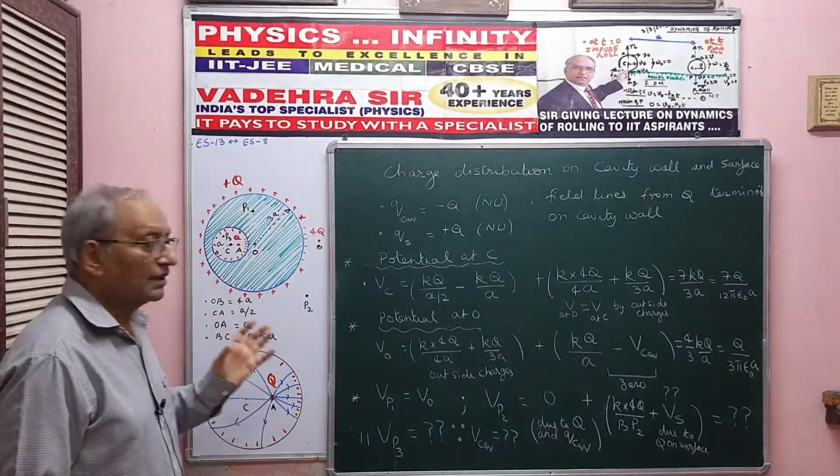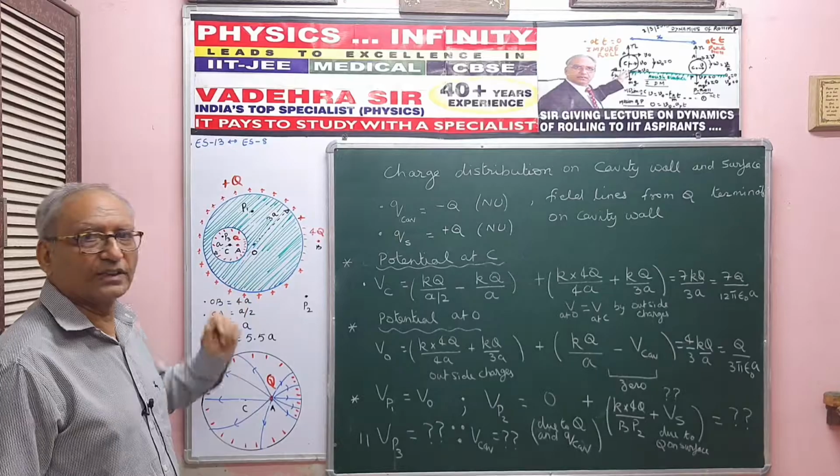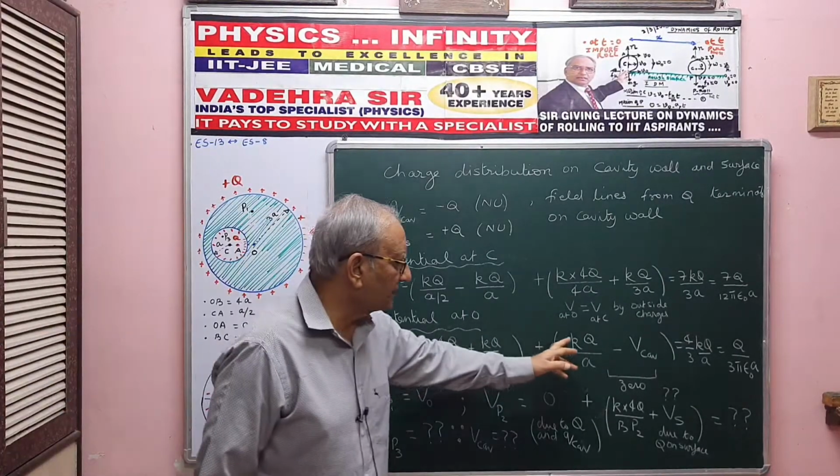Right. Now let's talk about the charges inside the cavity and on the cavity wall. Q is a point charge, so its contribution is KQ upon A.